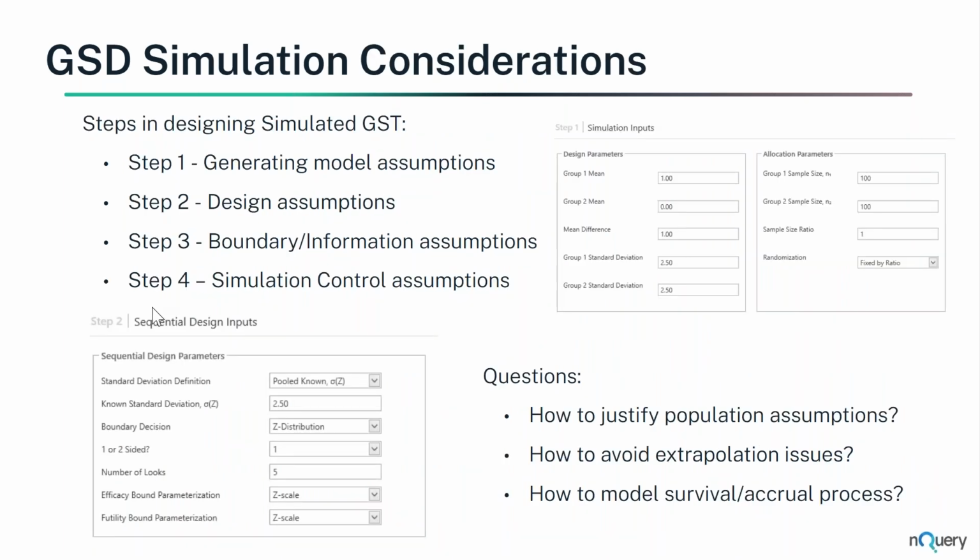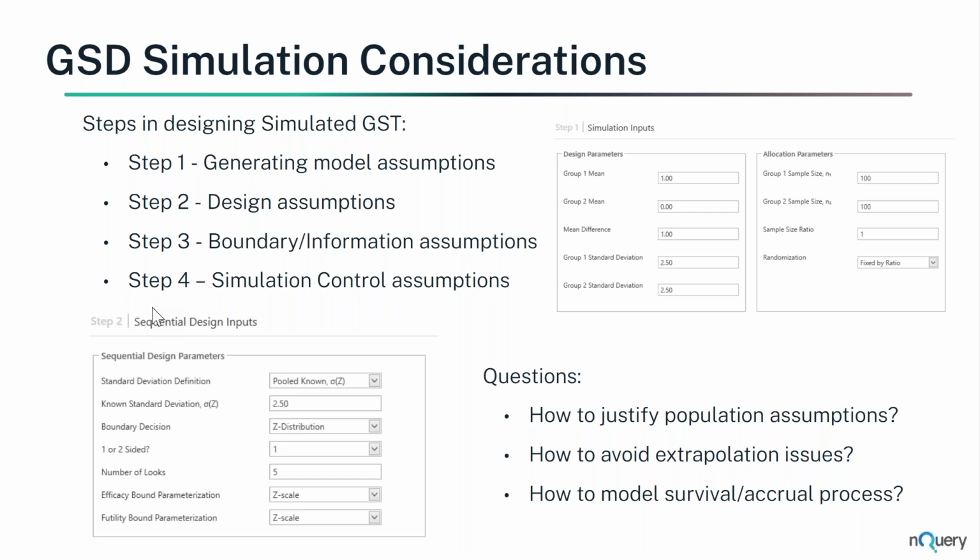So listed here are some of the considerations when it comes to GSD simulations. Step one here is to generate model assumptions, and we have some screenshots here from nQuery on what inputs you may have. This is for the two-mean GSD. You can see there your design parameters and allotment parameters, so proportion of subjects in each group and how they're randomized, stuff like that.